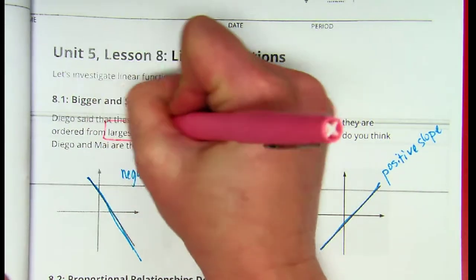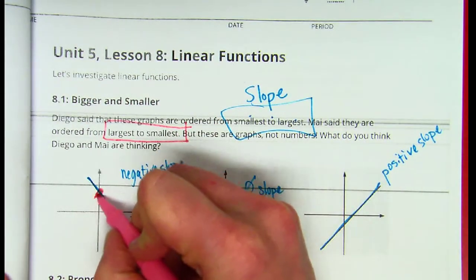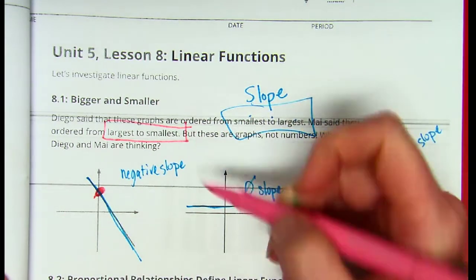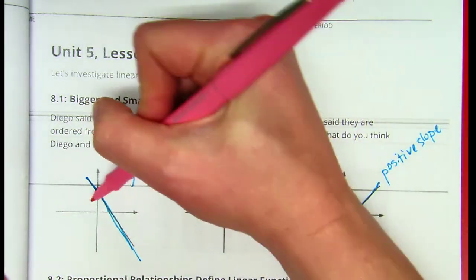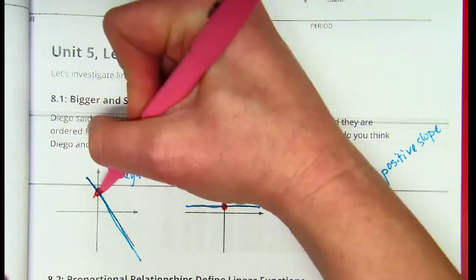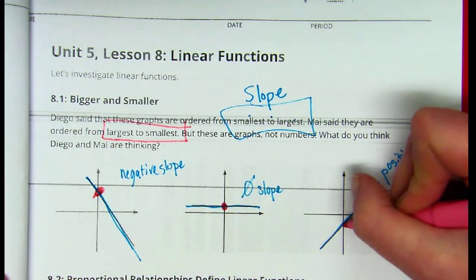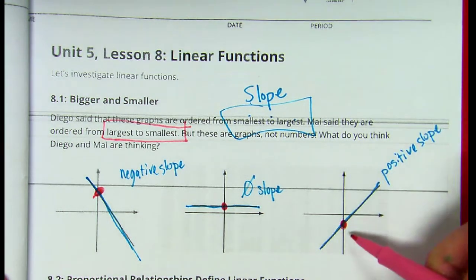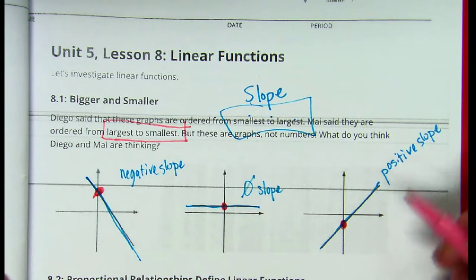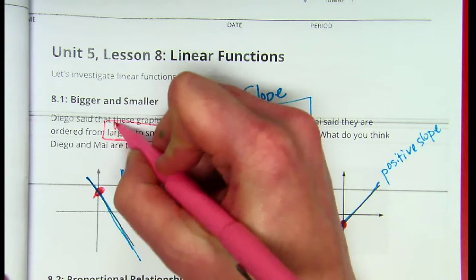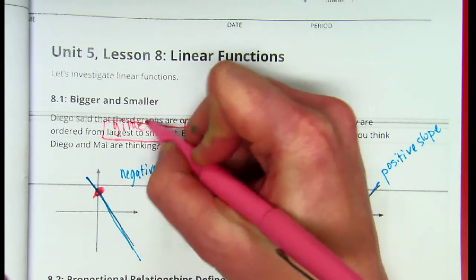From largest to smallest, May would be correct if she's talking about the y-intercept. So from here to here, this y-intercept is bigger than this one. And this one's a negative y-intercept, which is less than this one. So May's correct if she's talking about the y-intercept.